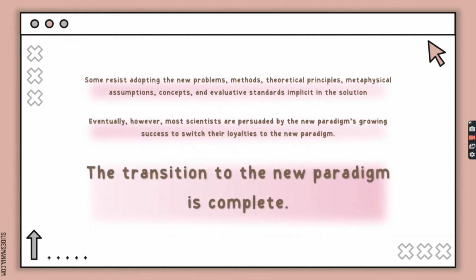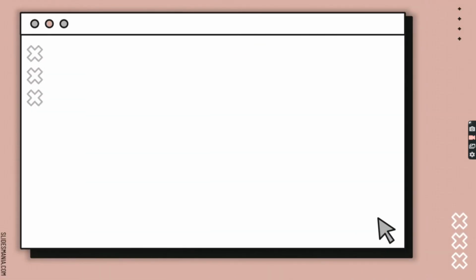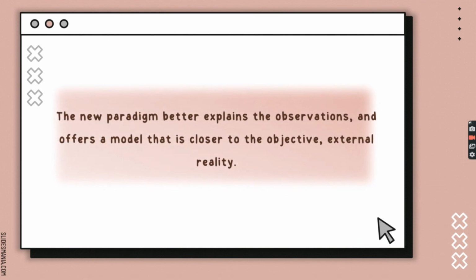A new paradigm will be established, but not as a result of any logically compelling justification. The new paradigm better explains the observations and offers a model that is closer to the objective external reality. Revolutions aren't considered paradigm changes. Instead, they're viewed as additions to a larger and mostly coherent body of scientific knowledge.